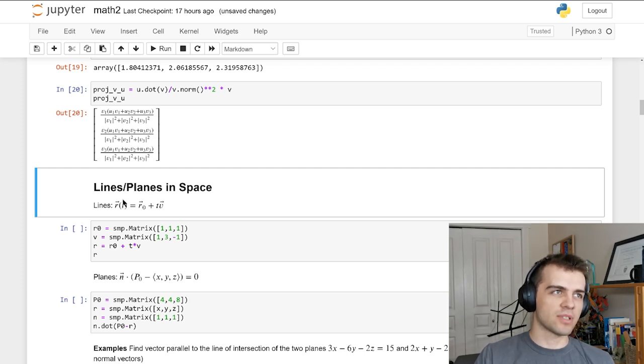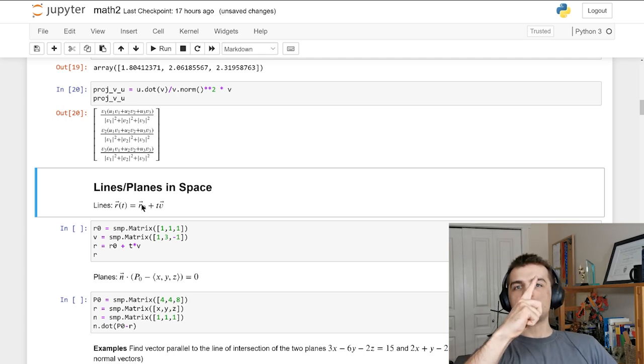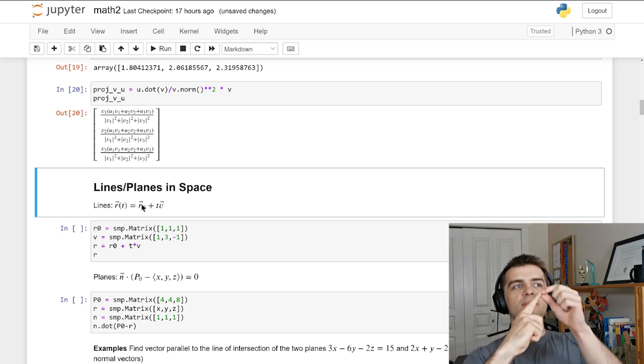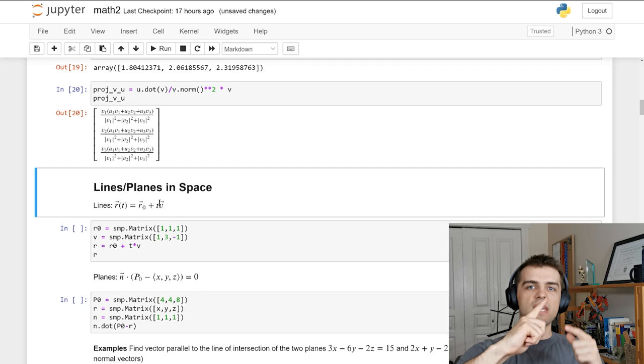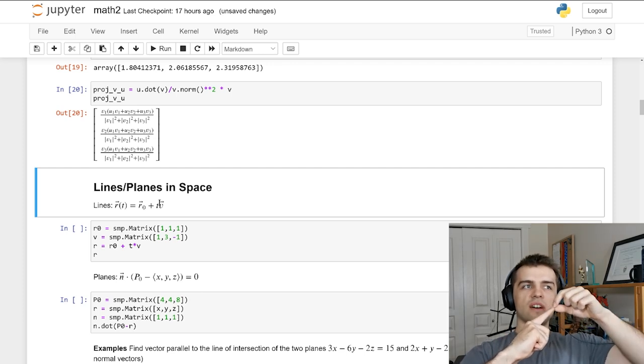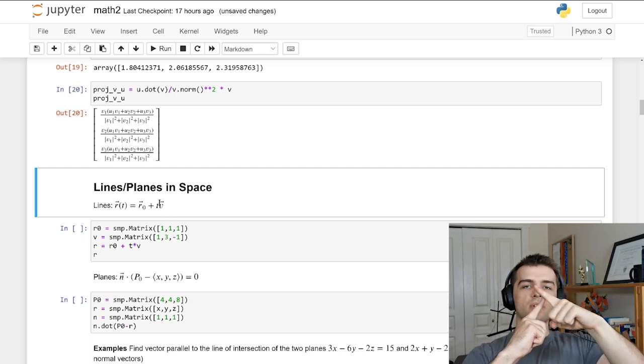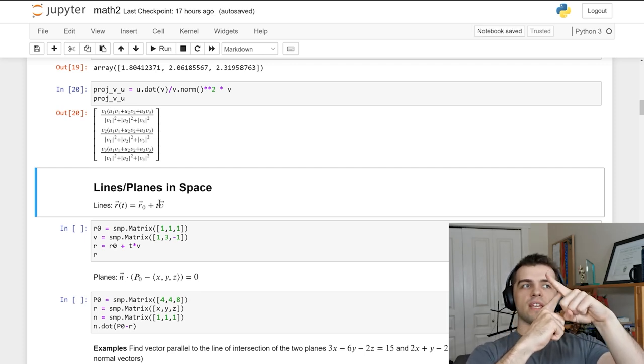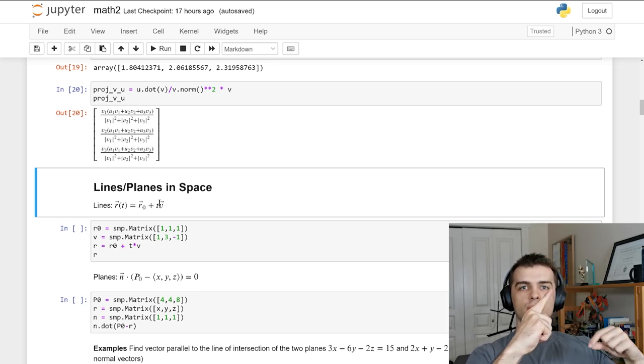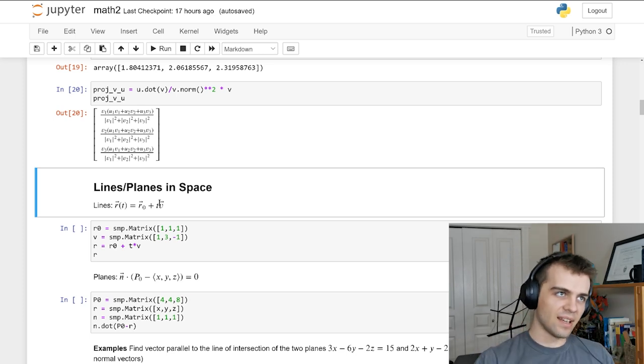So a line can be parameterized like this. You have a vector R0 that's pointing somewhere, and then you have T, which is just the scalar times V. So as you scale T, you sort of move back and forth. If R0 points like this and V points like this, then T is just a scale for V, so it'll sort of move you along a line like this. Again, very common stuff in second year calc.